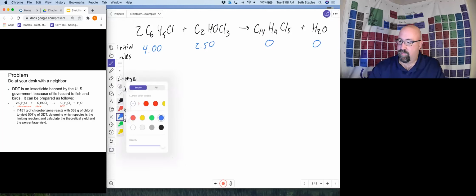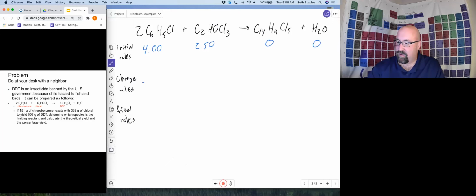And so we know that, like I said, the chlorobenzene is our limiting reactant. We're going to lose 4 and end up with 0. It means that we're going to lose 2 of the chlorals and be left with 0.50. So our limiting reactant is the chlorobenzene, and so we're going to base our amount of products on that.